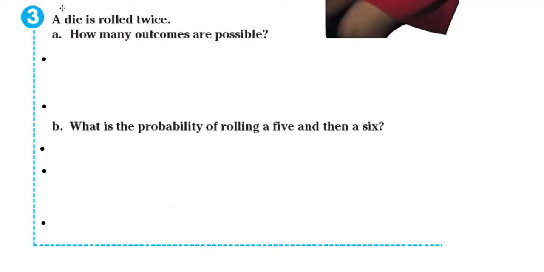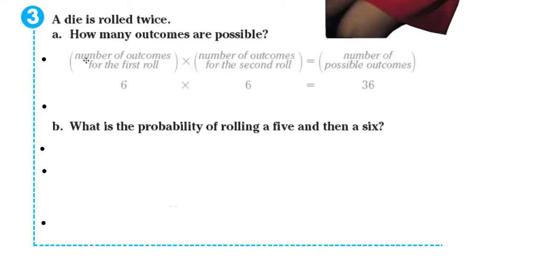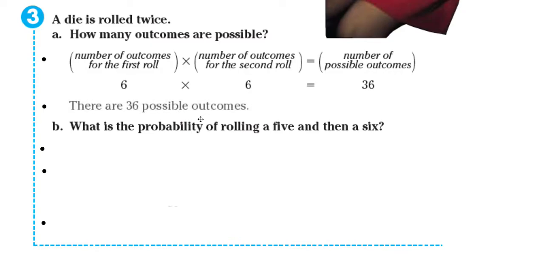Last example: a die is rolled twice. How many outcomes are possible? The number of outcomes for the first roll is 6 because there are 6 sides on a die, and in the second roll there are also 6 possible outcomes. Multiply both of them because you roll twice, and you end up with 36. So there are 36 possible outcomes.